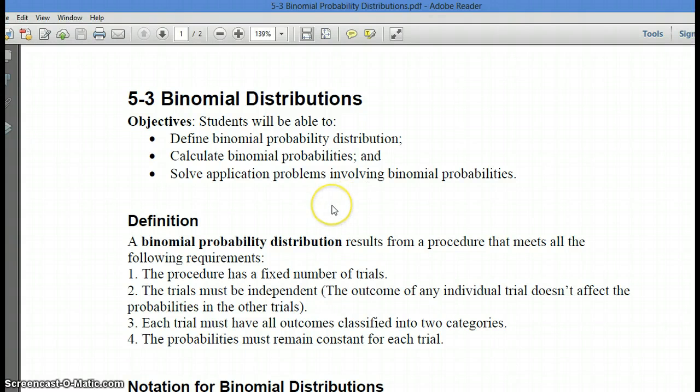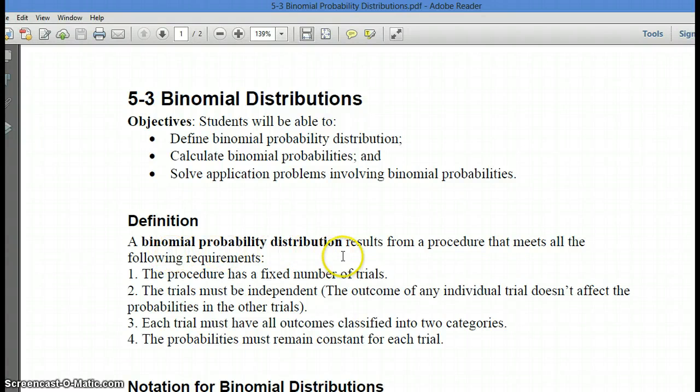Now, a binomial distribution. If you think of the word binomial, the prefix bi means two. So this idea of a binomial distribution, there are two possibilities. If you think of binomial in algebra, it was a two-termed polynomial. So a binomial has to do with two outcomes.